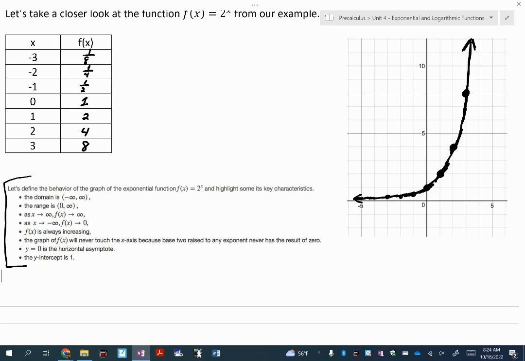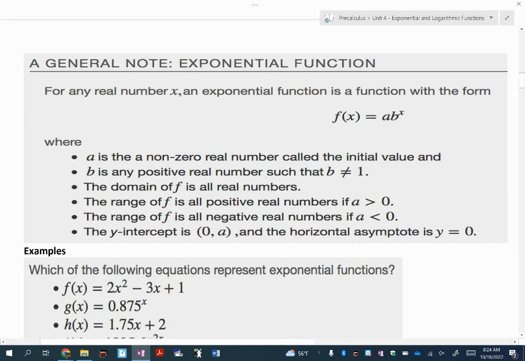You can see as we move to the right forever, the function is going towards infinity. As you move to the left forever, the function is approaching 0 but never touching it. The function is always increasing, going from left to right. We're increasing the entire time. That's why it's called exponential growth. All right, and we have a horizontal asymptote at y equals 0, which is the x-axis, which is why we can never touch it, and the y-intercept is (0, 1). All right, so that's kind of your basic exponential function.